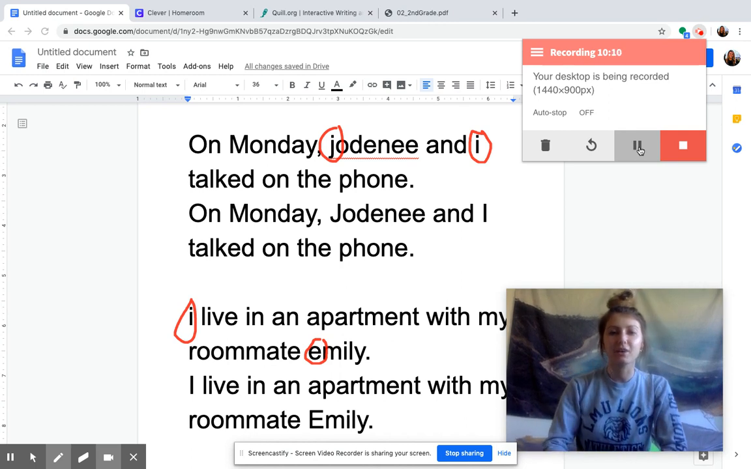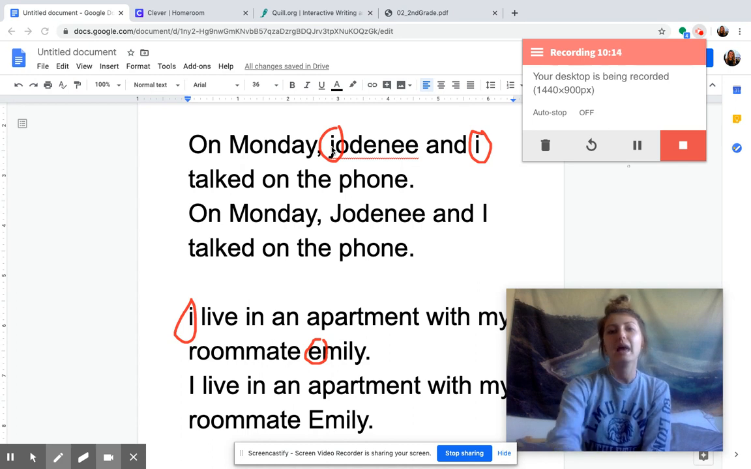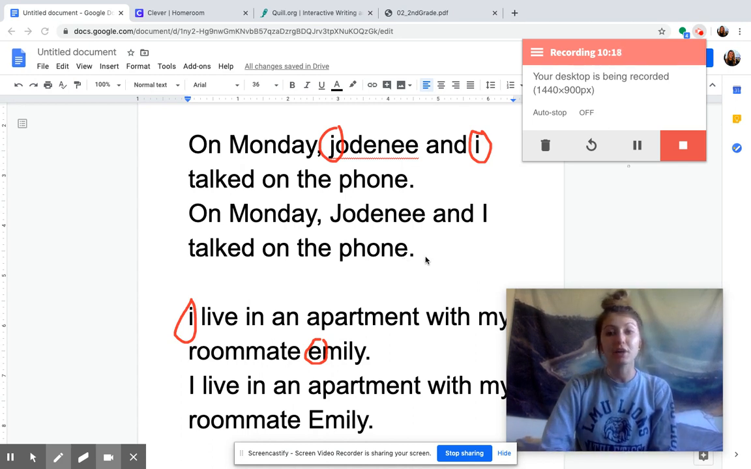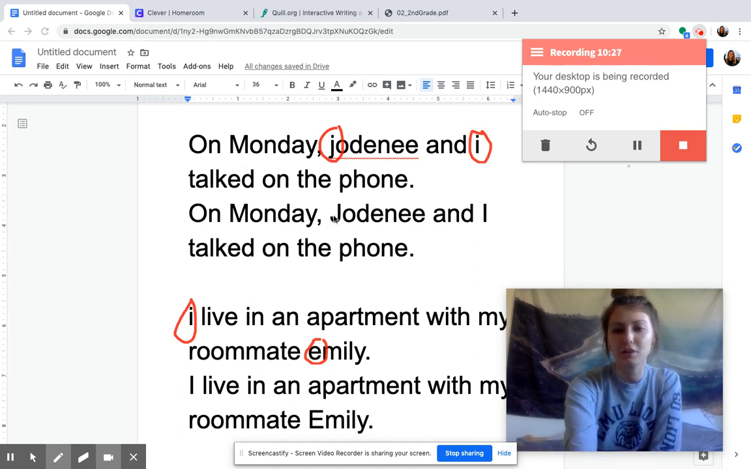Okay, friends, here on the screen we have our mistakes circled and we have the correct way to write these sentences. Check your work in your composition book and make sure that both of your sentences ended up looking like this. Fixing the capitalization of Jodini's name, fixing the capitalization of the pronoun I, fixing the capitalization of the pronoun I, and fixing the capitalization of my roommate's name, Emily.